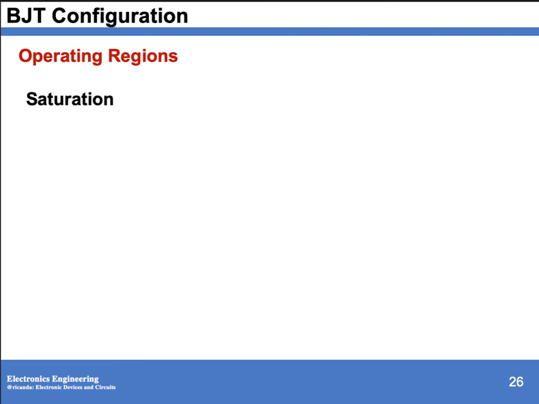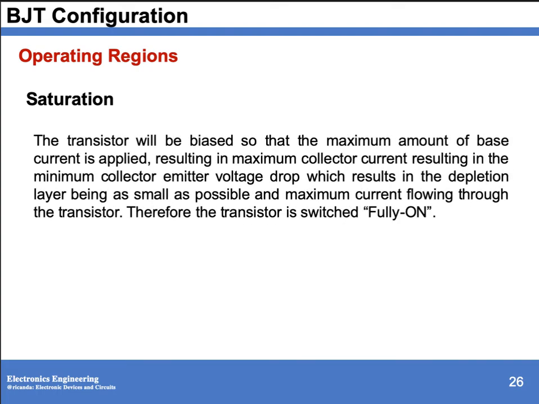Then for saturation, the transistor is biased so that the maximum amount of base current is applied, resulting in a maximum collector current and also a minimum collector-emitter voltage drop, which results in the depletion layer being as small as possible and the maximum current flowing through the transistor. Therefore, the transistor is switched fully on.